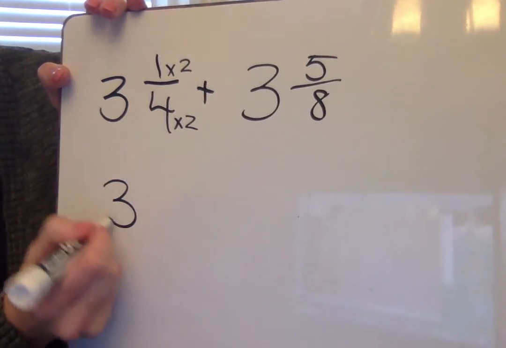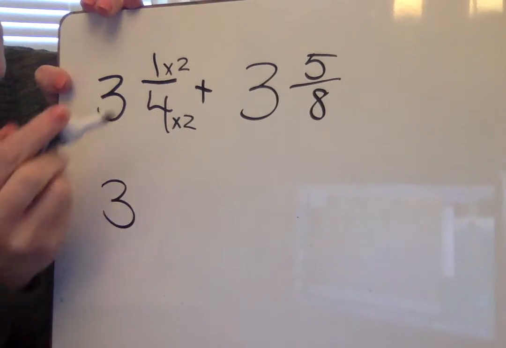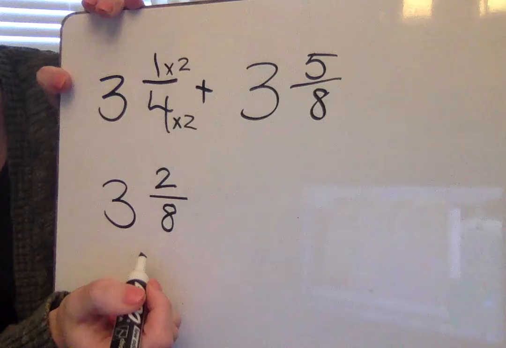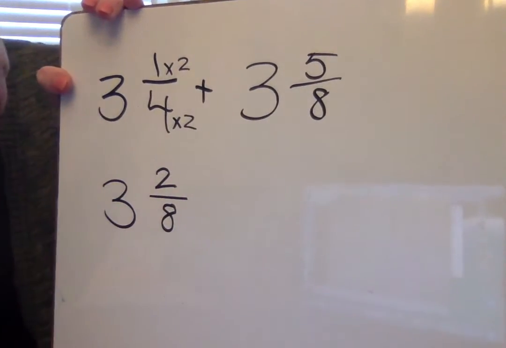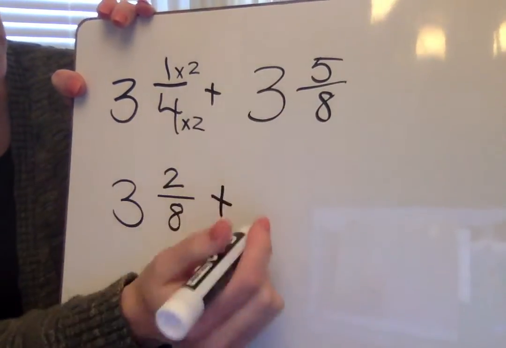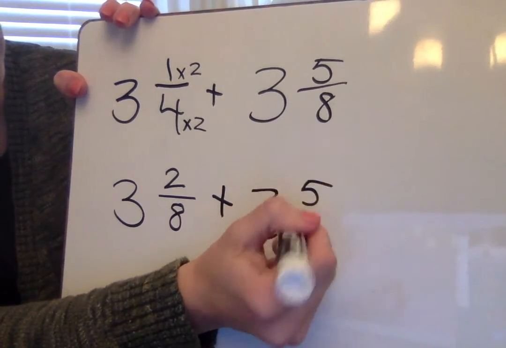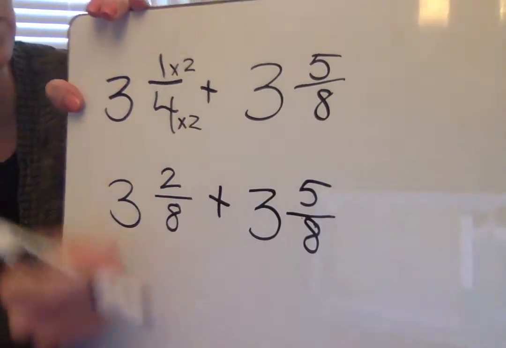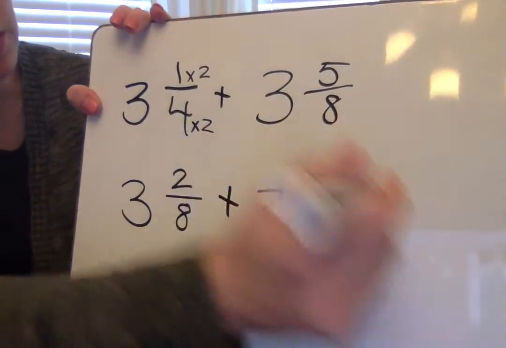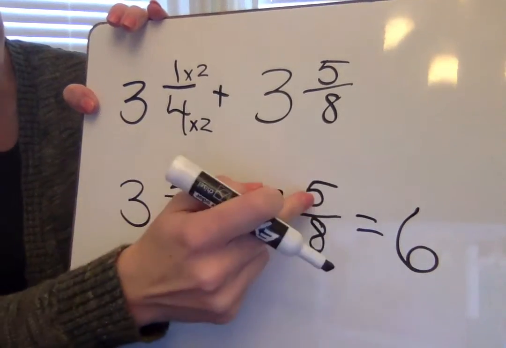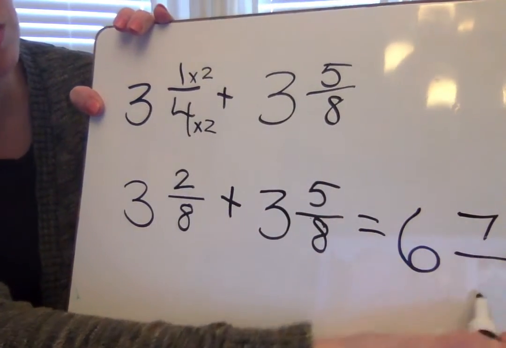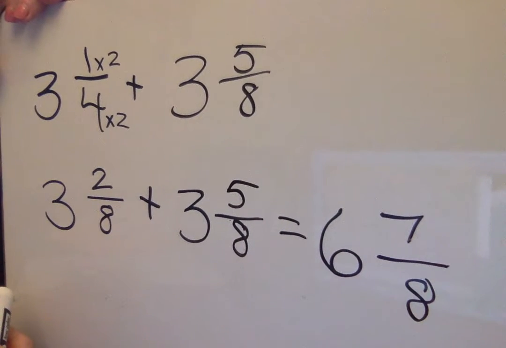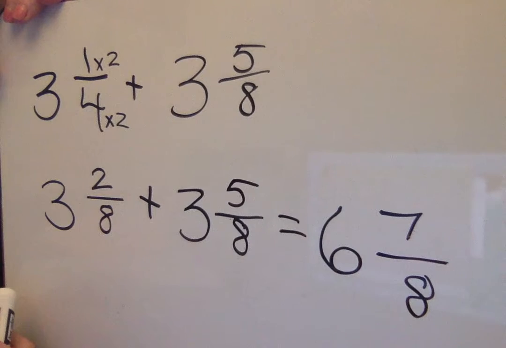So then I've got 3, okay, because the whole number doesn't change. 1 times 2 is 2. 4 times 2 is 8. So I've got 3 2/8 plus, I'm just going to bring this whole thing down because I didn't have to change this. Okay, plus 3 5/8. And that answer is going to be 3 plus 3 is 6. 2 plus 5 is 7/8. Okay, makes sense? Take a look at it.